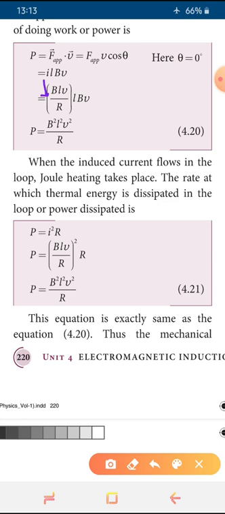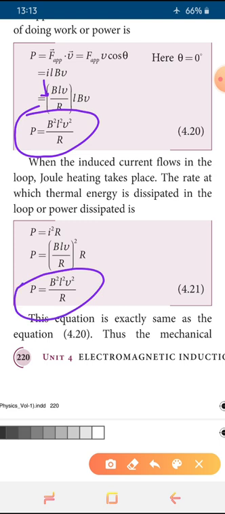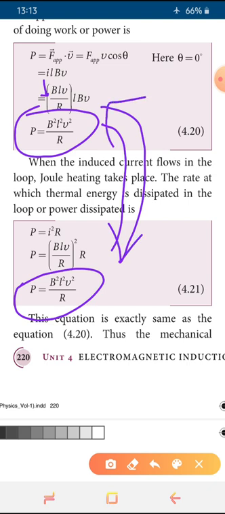The equation is 4.21. It is the same as 4.20. So what we got in 4.20, P is equal to B square L square V square by R. In this Joule heating, after substituting the I value, we are getting the same equation. So comparing these two equations, these two are the same. We can say now the mechanical energy needed to move the rod is converted into electrical energy, which then appears as thermal energy in the loop.